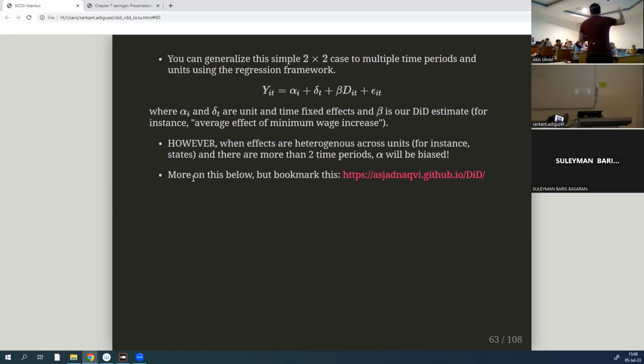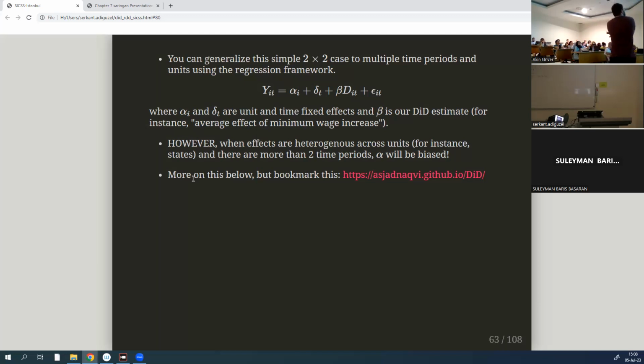So actually, normally you could extend the OLS, like the one I showed you. You can extend that 2 by 2 to multiple time periods and units with just 2 simple fixed effects. So unit fixed effects and time fixed effects. By fixed effects, I mean you can also adapt them as dummies. It's essentially the same. Time dummies and unit dummies. So in this case, if we are talking about minimum wage in the US, state fixed effects and year fixed effects, then this beta is going to be the DID estimate.